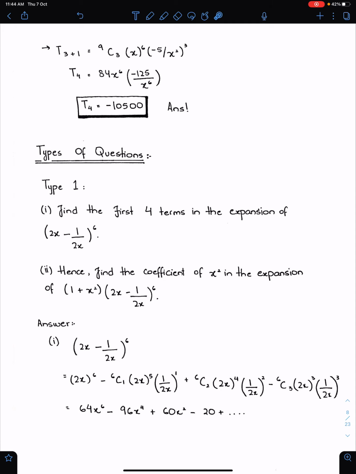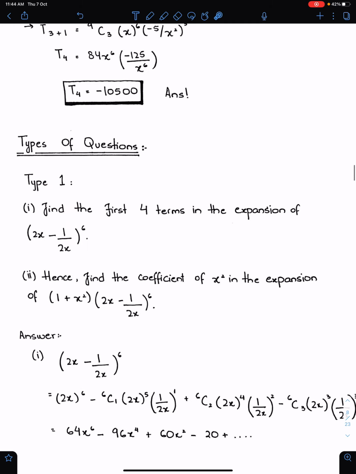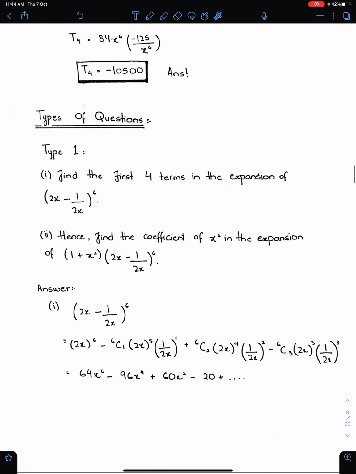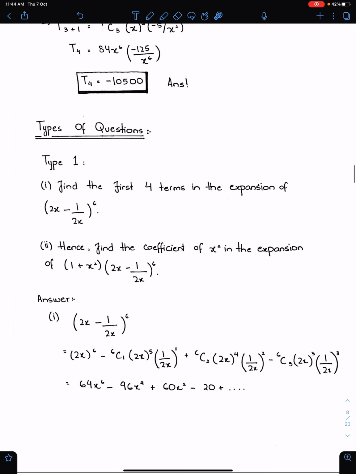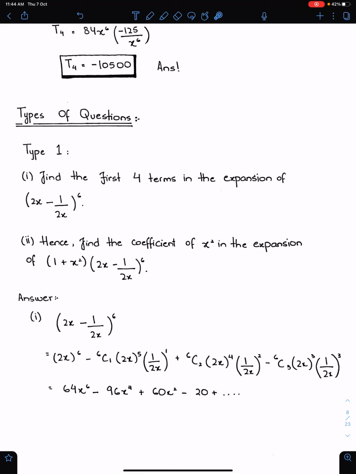Types of questions. Type 1: find the first 4 terms in the expansion of this. This is part 1 and this is part 2. Hence, the word hence means use the answer of the previous part. Find the coefficient of x square in the expansion of this.